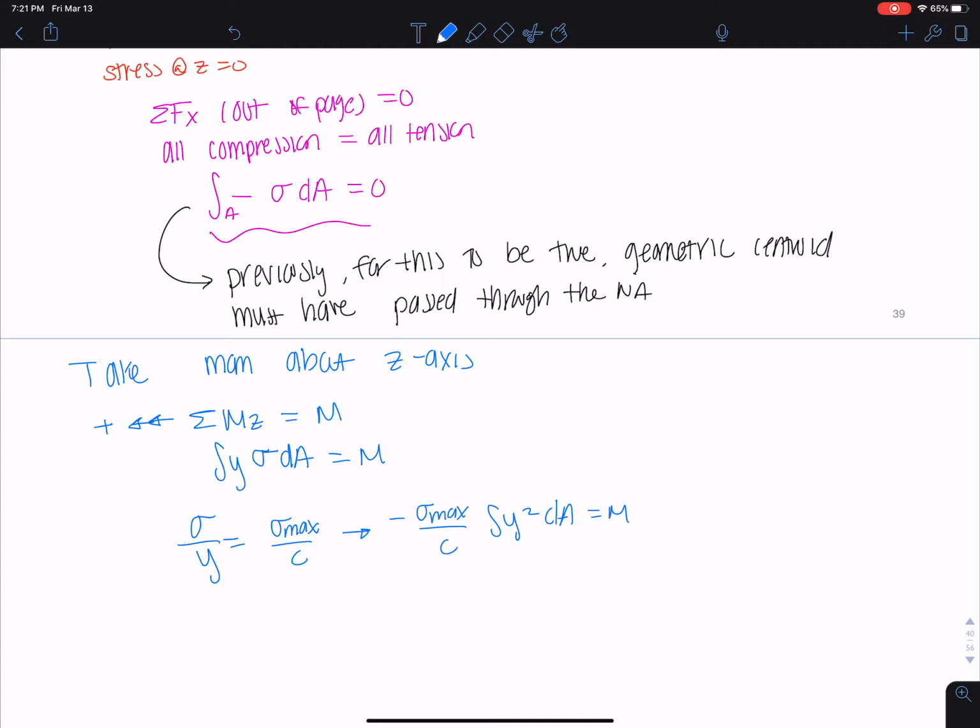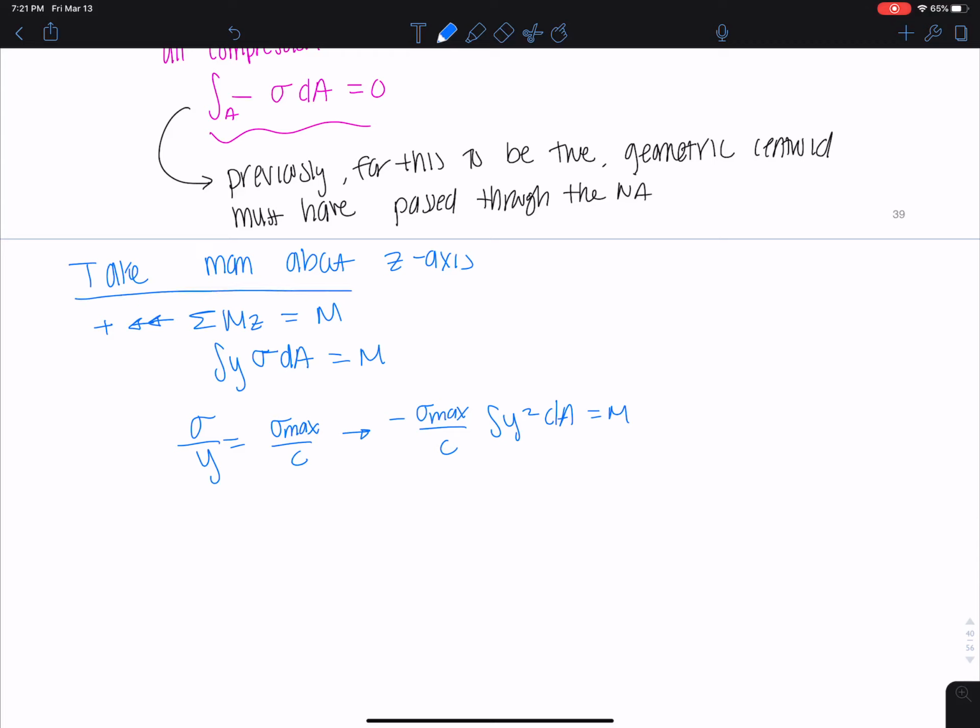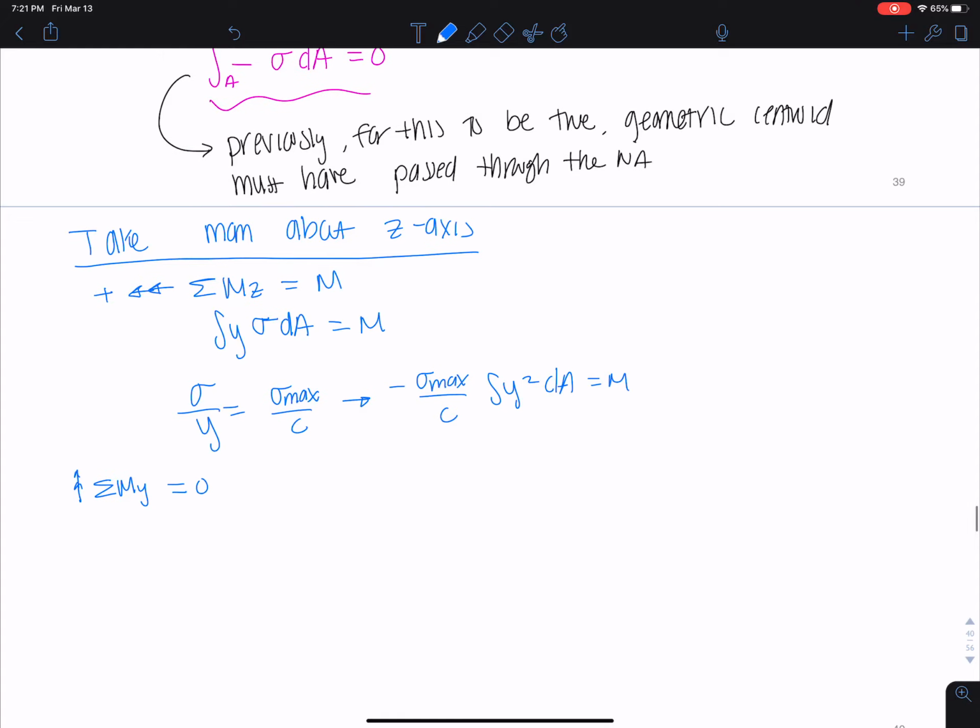But now we want to check, what about moment about the y-axis? Because now we have this moment arm. We're taking this little differential element. So this is moment about the z-axis. What about sum of moment about the y-axis? Okay, we have no moment applied in the y. This is uniaxial bending, right? Single axis bending.